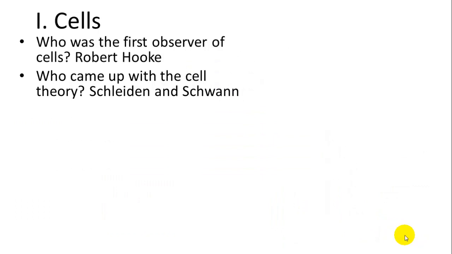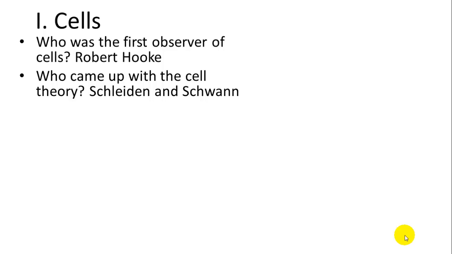So cells were discovered first by an Englishman named Robert Hooke, who also helped to develop some of the first microscopes. And once you could see things smaller than you could with the naked eye, it opened up a whole new world of biology. And he named these things cells. Didn't know exactly what he was looking at, but since then we've come up with quite a few theories about cells. And the first one is the cell theory.